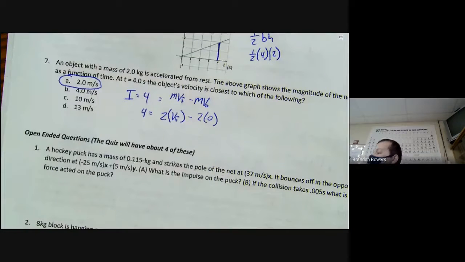Couldn't we get that just from looking at the graph though, because it says 2 where it means 4? It probably won't work like that every single time, because your force won't always be the same as your final velocity.